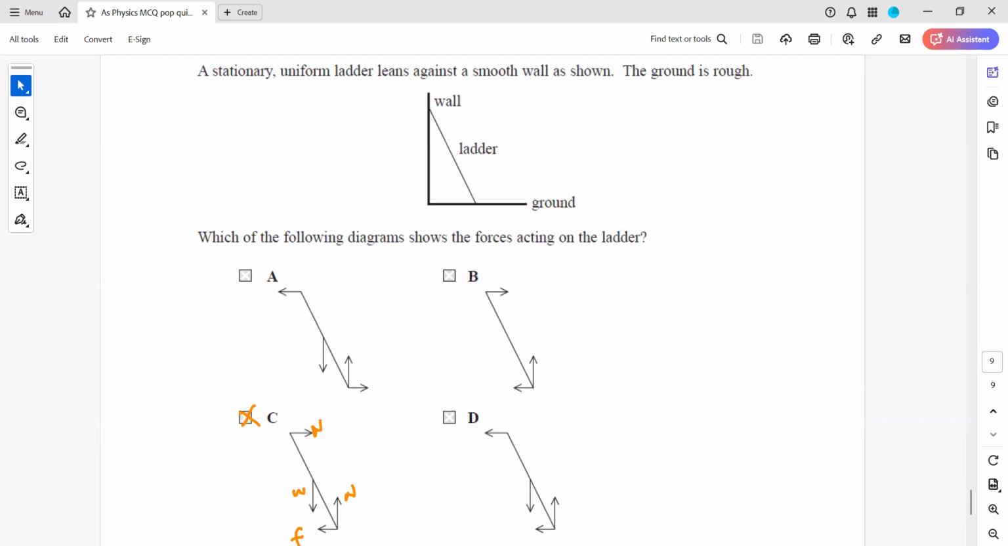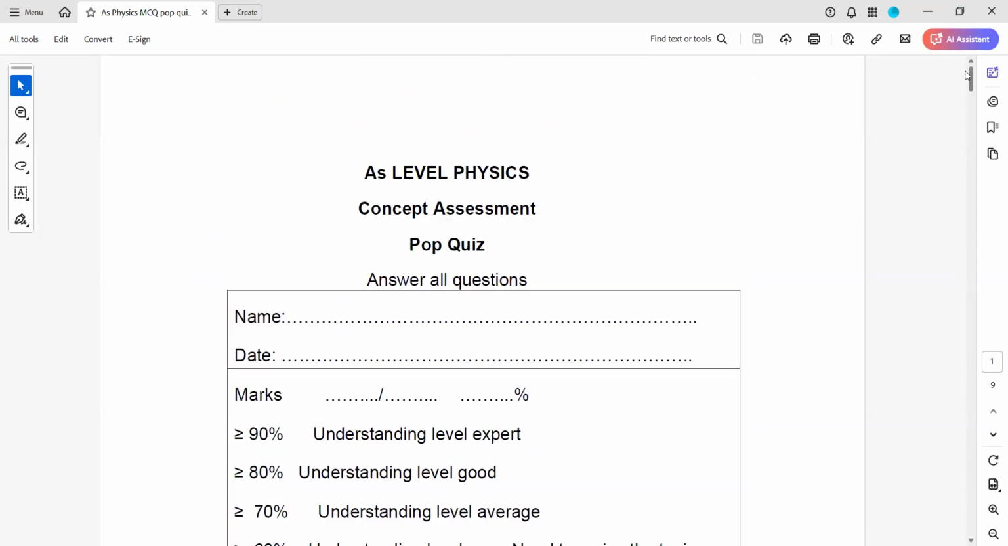Is it clear? So this was a weekly pop quiz.